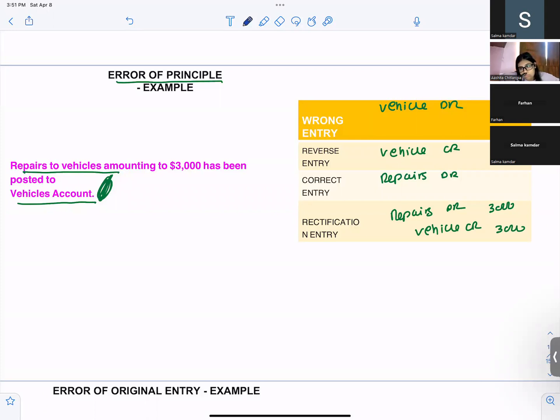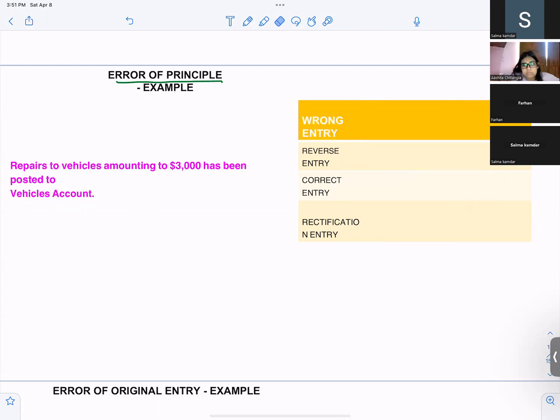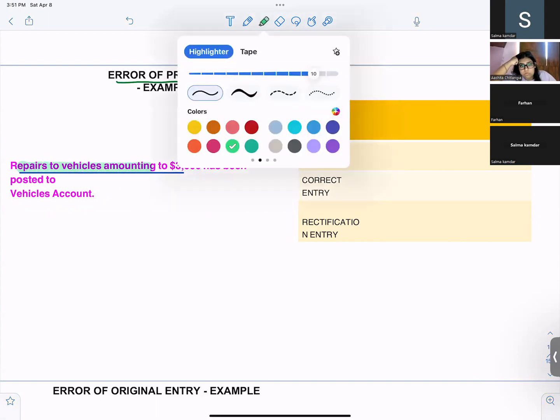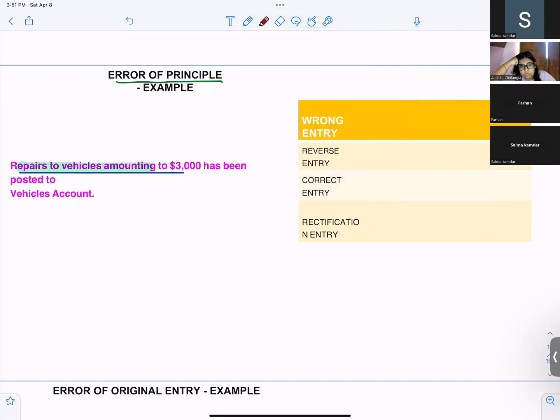Now this is error of principle. What is this error of? Principle. Okay, fine. Read the error. Repairs to vehicles amounting to 3000 has been posted to vehicles account. What did you do? Repairs to vehicles amounting to 3000 has been posted. So this is the correct thing. You have actually done repairs to the vehicle. What is the wrong that you did? You posted it to vehicles account.